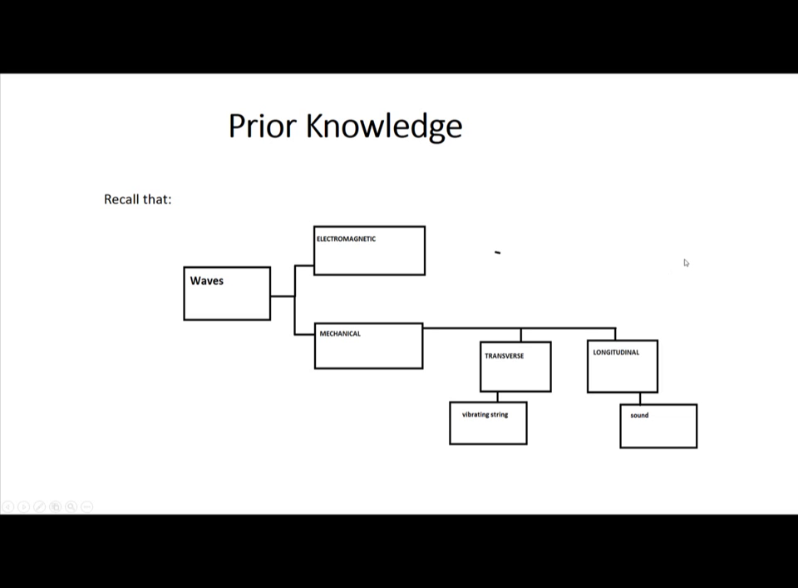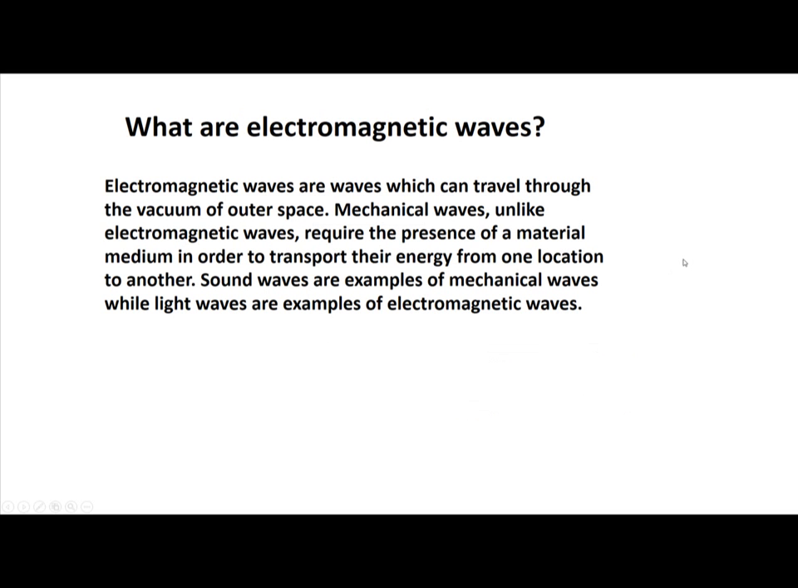But today we want to be talking about another type of wave known as electromagnetic waves. So what are electromagnetic waves? Well, these are waves that can travel through space. Now remember, in space, there is no medium, there is really no material. So unlike mechanical waves, electromagnetic waves do not need material in order to move. They are able to actually move through space.